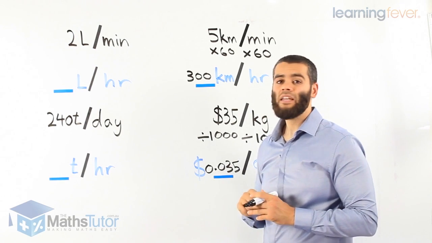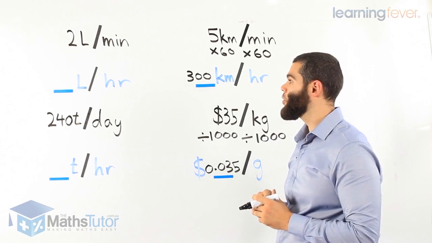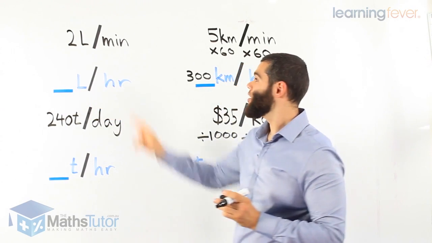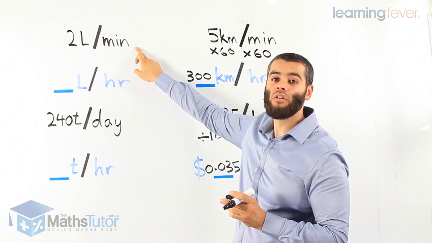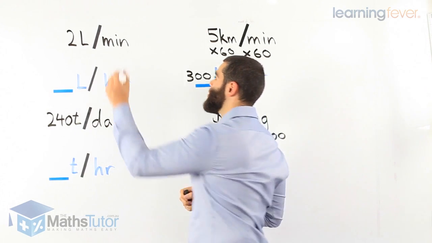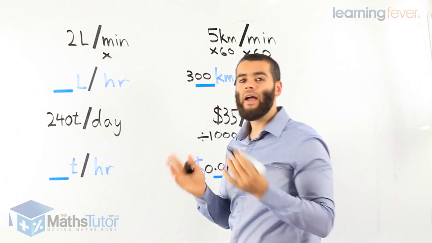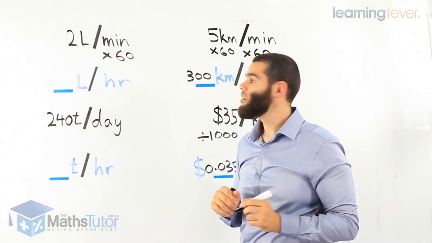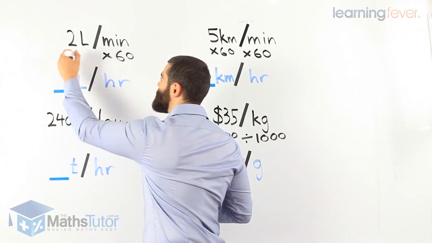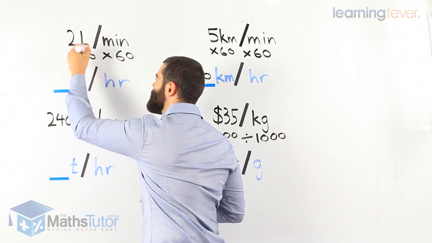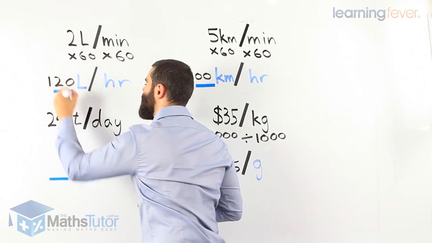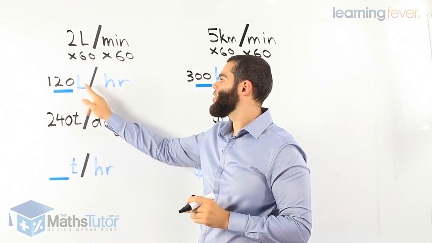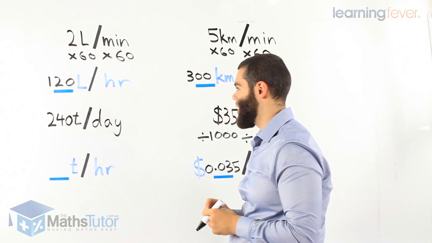Next, 2 liters per minute. We want to find the equivalent rate of how many liters per hour. We're going from minutes to hours, from a small unit to a larger unit. We know we've got to multiply. Multiply by how much? We're going to multiply by 60 because there are 60 minutes in an hour. So we multiply by 60 here, we do the same on this side too. 2 times 60, 120 liters in every hour. So 2 liters a minute is equivalent to 120 liters in every hour.